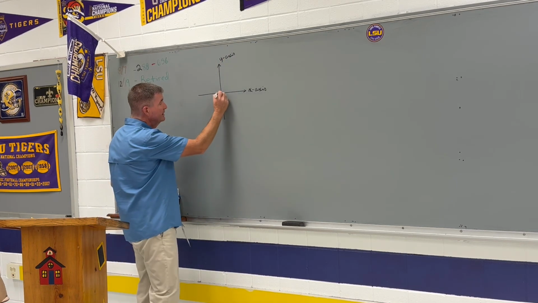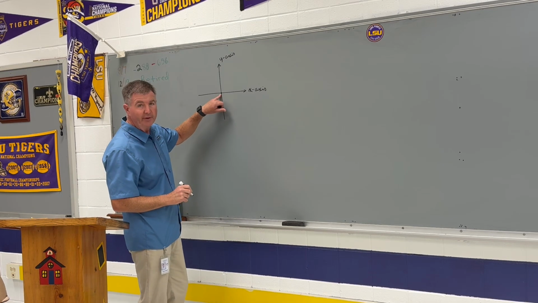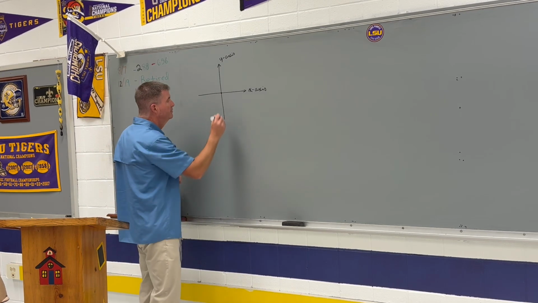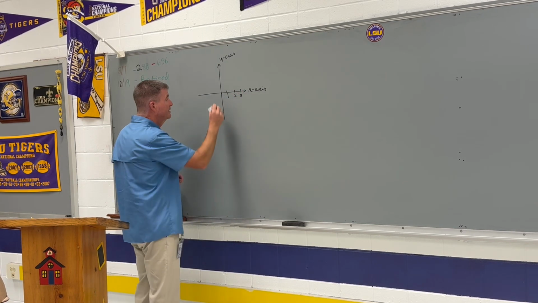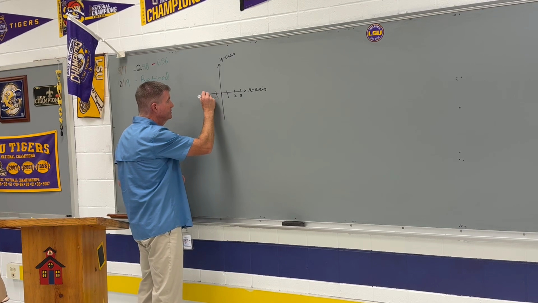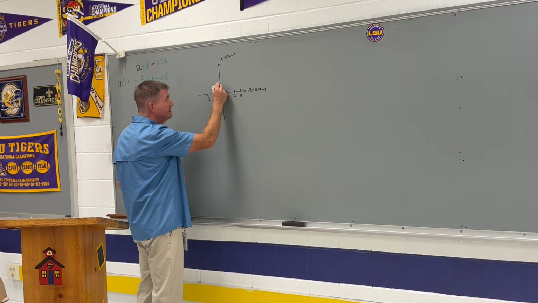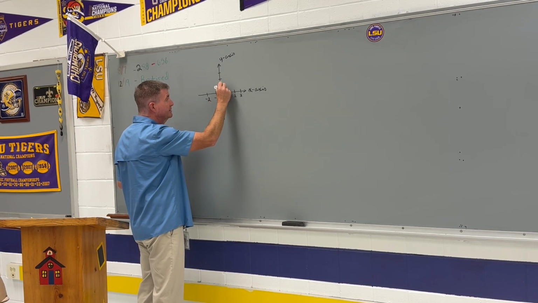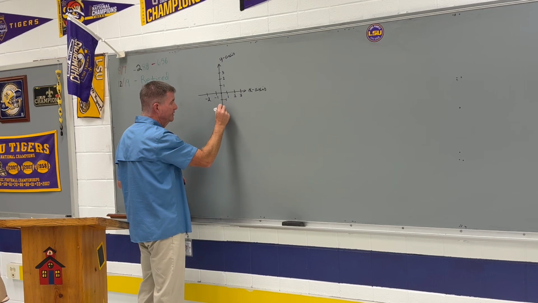Where they meet, I said, is called the origin, and this is the 0 point on the x-axis. Numbers to the right are the positive counting numbers, 1, 2, 3, and so on. To the left is the negative numbers. The y-axis, going up, is the positive numbers, and going down is the negative numbers.